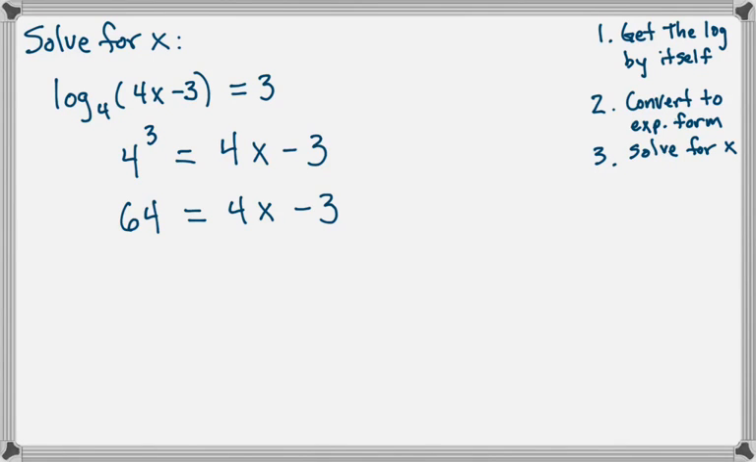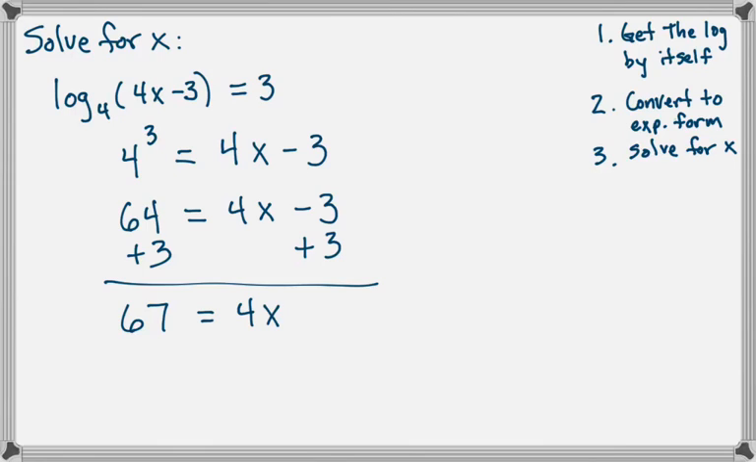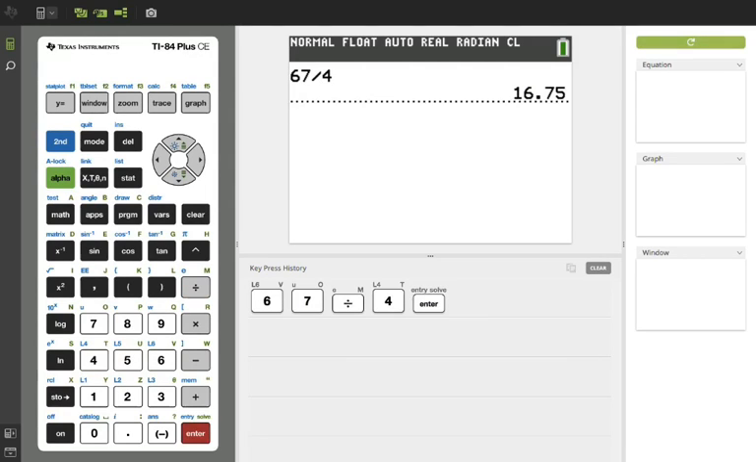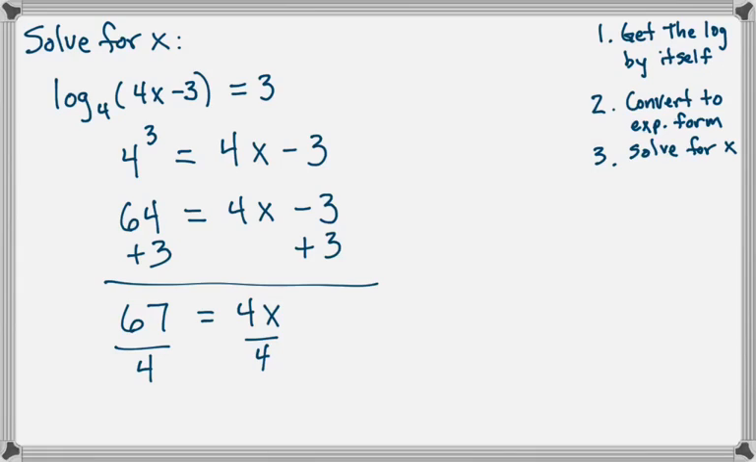And then we solve that by adding 3 on both sides. And we get 67 equals 4x. And then we'll just divide both sides by 4. And if you want to put that on your calculator, you can. So 67 divided by 4, and I get 16.75. So that's what x would equal, 16.75.